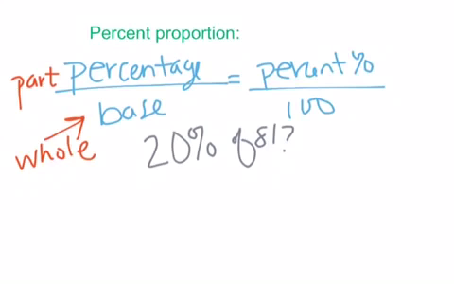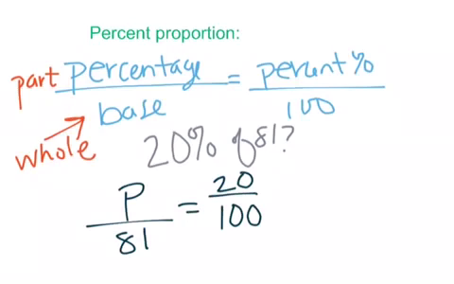So this one you don't have to worry about moving the decimal place around again, because we're dealing with putting it out of 100. So we're asking for what is 20% out of 81. So again, we're missing the part or the percentage here. So we're going to put P out of 81 equals a percentage of 20 out of 100. Okay, so just like a proportion, because that's what it is.